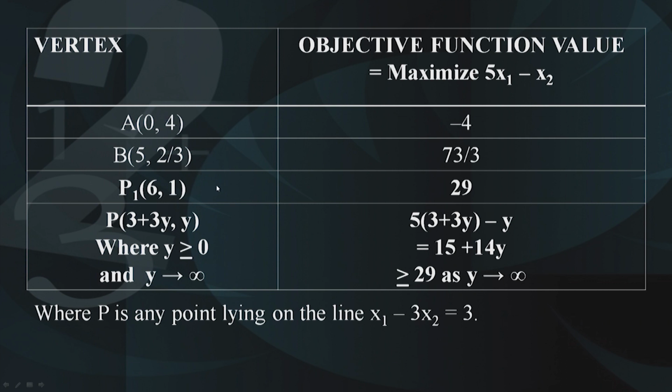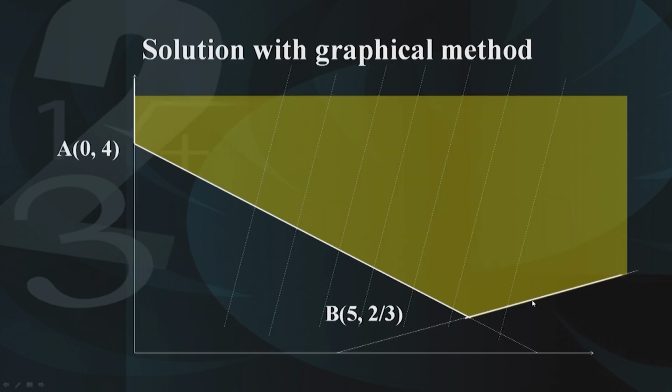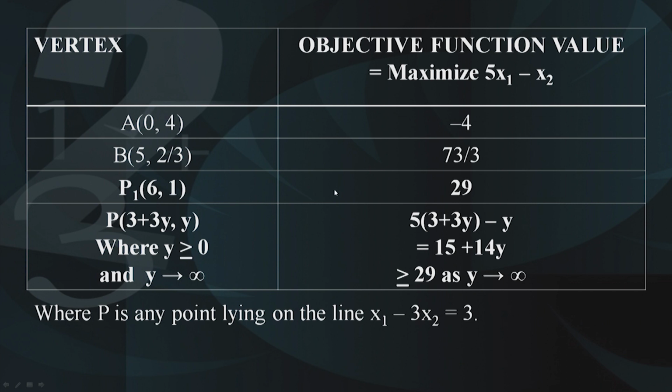Now, since these are the only 2 points of the feasible region, we want to see what happens if we take a point P on a particular edge of the feasible region. So, let us suppose you take a point P over here on this line, on this edge of the vertex. Then this P has a value 29. If you substitute (6, 1) in the objective function, 5 times 6 is 30 minus 1 is 29, and that is how the value of the objective function at the point P is 29.